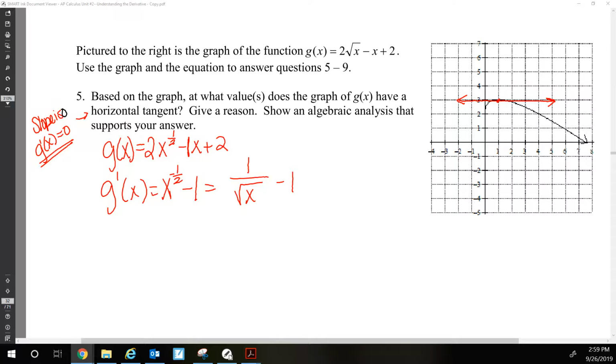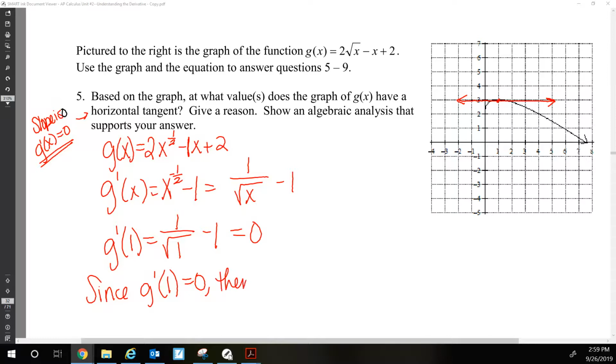All right, we want to know, where is this guy equal to 0? We think it's here at 1. So if I plug in 1, what should I get back? I should get back 0, because that's where we think the tangent line is 0. So 1 over the square root of 1 minus 1. The square root of 1 is 1. 1 divided by 1 is 1. 1 minus 1 is 0, so we were right. All right, so since g prime of 1 is equal to 0, then g of x has a horizontal tangent at x equals 1. We proved that we were correct.